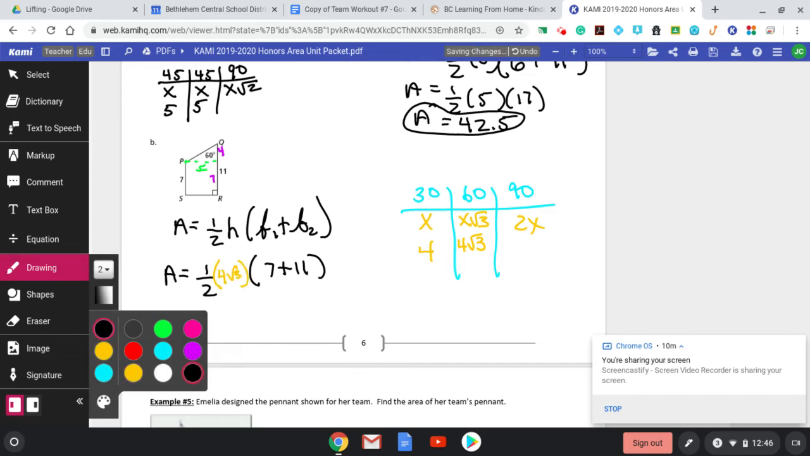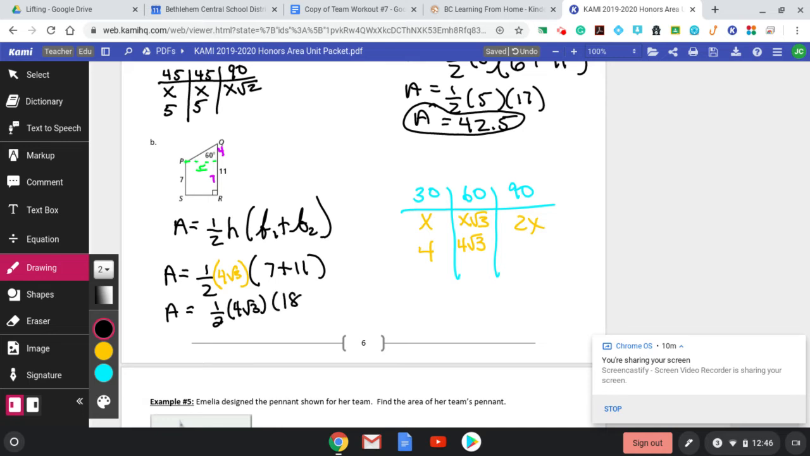Now the directions did say simplest radical form, so keep that in mind. So 1/2 times 4 radical 3 times 18. I can take half of 18, right? That's 9 times 4 radical 3. And now just multiply the 9 and the 4. 36 radical 3, no units, so no units in my answer. Okay?